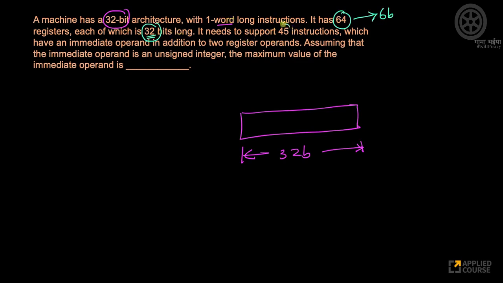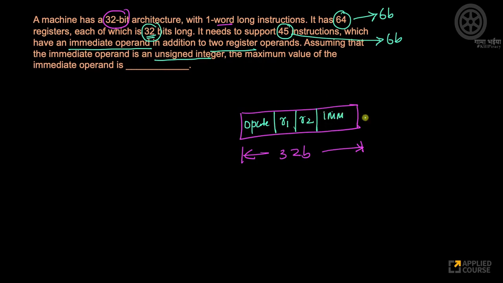It needs to support 45 instructions. So to support 45 instructions, how many bits do I need? I need 6 bits, because 2 power 5 is 32 and 2 power 6 is 64. 45 lies in between both of them. So I need 6 bits to support 45 instructions, which have an immediate operand in addition to 2 register operands. So I have an opcode, 2 registers R1 and R2, and an immediate also. Assuming that the immediate operand is an unsigned integer, this has to be read as an unsigned integer.